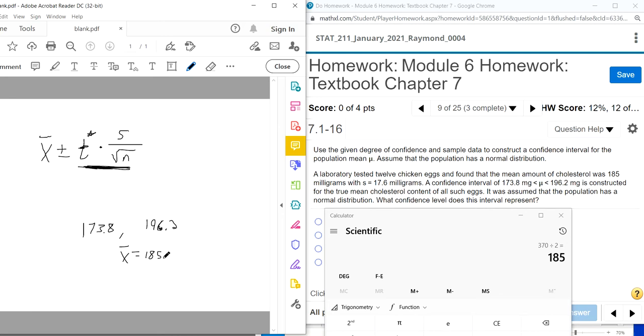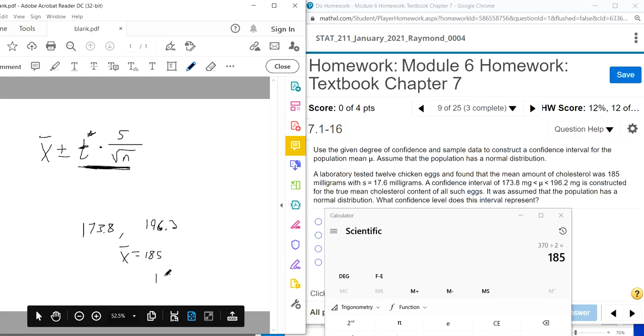But I'm actually more focused on figuring out what the margin of error is. The margin of error is just the distance from the sample mean to one of those endpoints. Doesn't matter which one. You could have used the upper endpoint instead of the lower endpoint, like I'm doing here, because it should be the same distance. So if I subtract those, it's 11.2. The margin of error is 11.2.